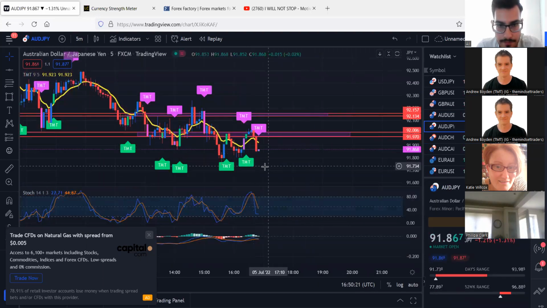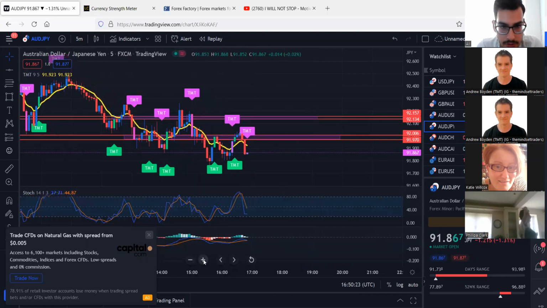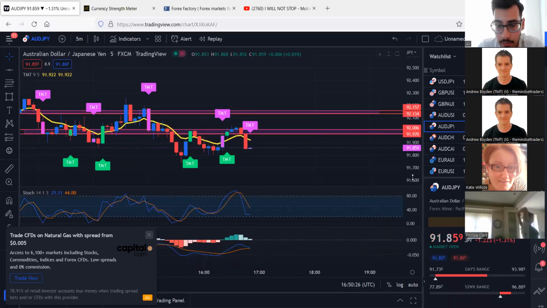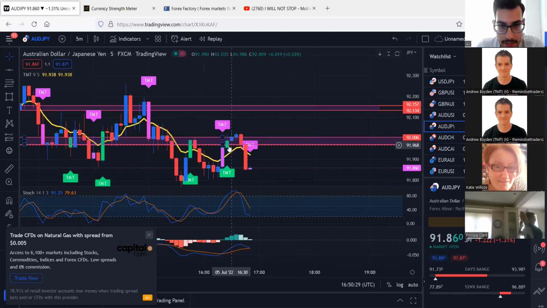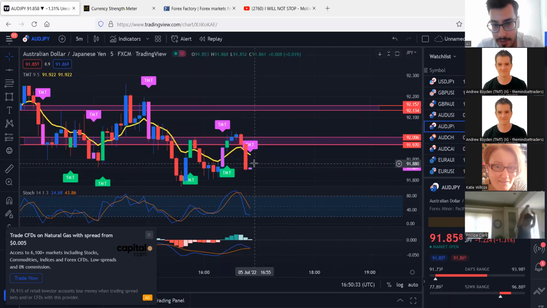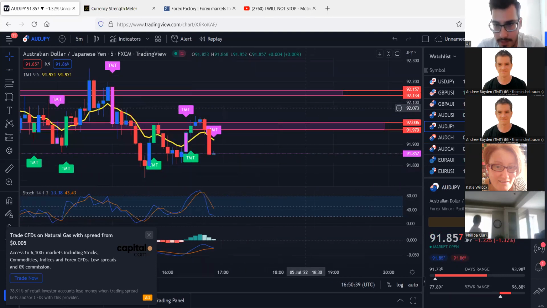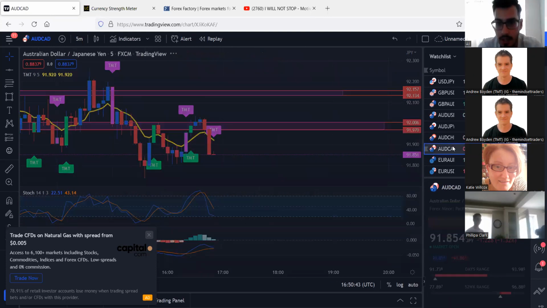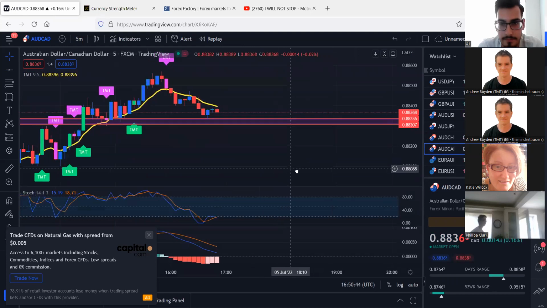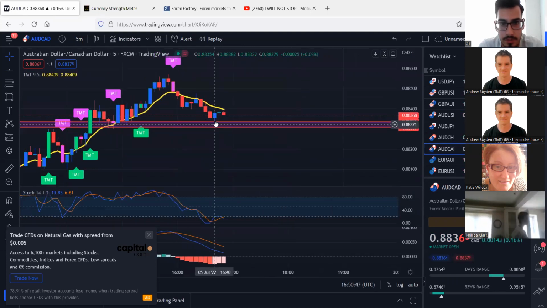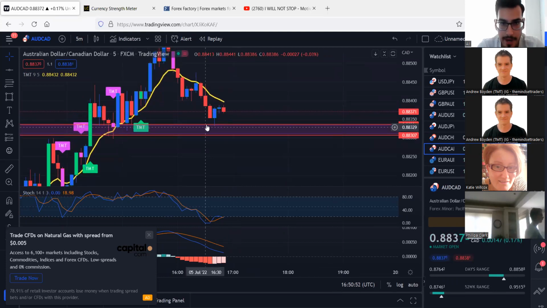ADJPY already made the move, but we missed the opportunity because look what it did here. It touched my area a couple of times before bouncing back down. It touched it here, touched it here, touched it here, and then it started bouncing back down. So there were 3 candles that were unfortunate, but that's fine. We had one lesson so far today. Let's look at AUDCAD. Okay, now it seems to be going down. So ladies and gentlemen, if it touches my area here again, I believe it will carry on going up.